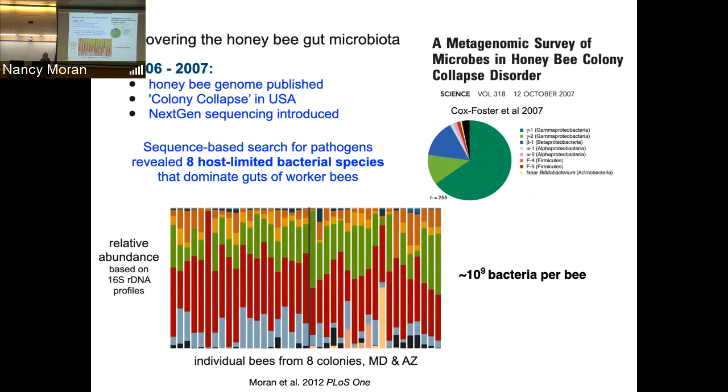So it started back in 2006, 2007. That winter was the first time everyone started talking about bees dying. A lot of bees died that winter. It came to the attention of the world and the beekeepers.